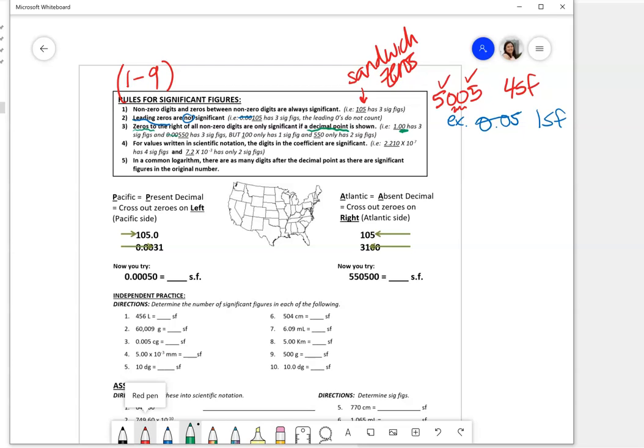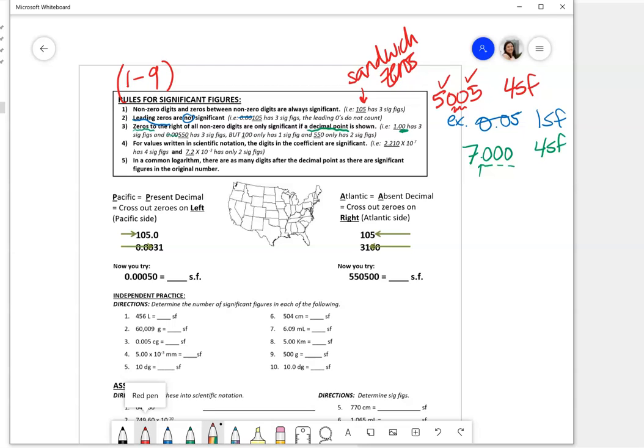A number like 100 only has 1 sig fig. Only that one counts. Again, there's no decimal place there, so we can't count those. 550 again only has 2 sig figs. There's no decimal place. So if I had a number like this, 7.000, that would have 4 significant figures. Again, these 3 zeros count because they're after the decimal place.